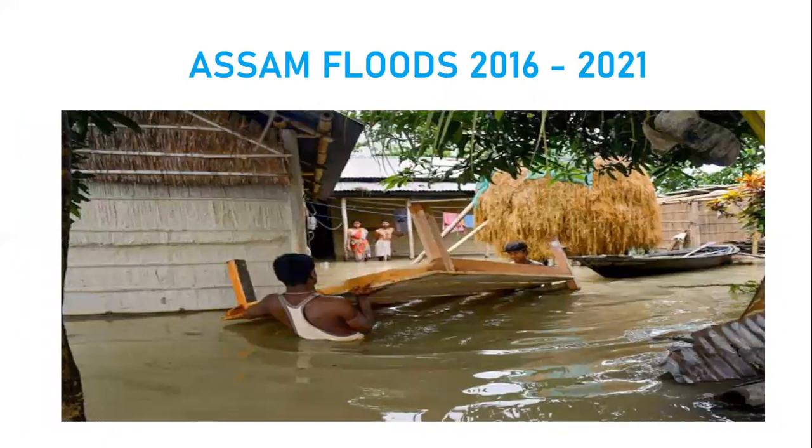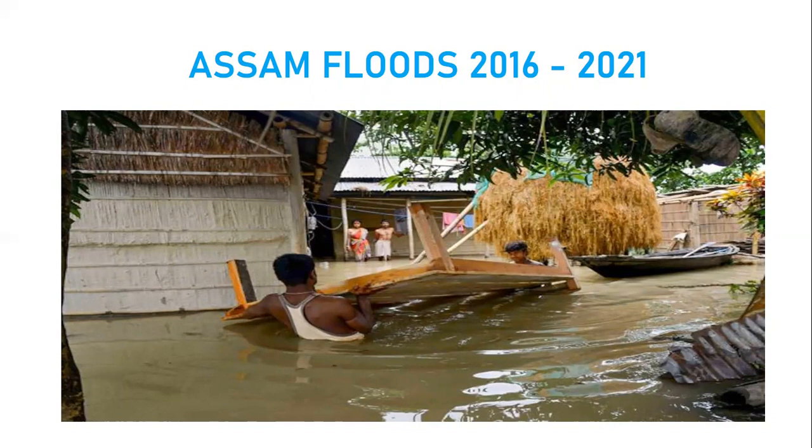Assam floods 2016 to 2021. More than 600 people died in the last 7 years due to floods in Assam. In 2016 alone, 18 lakh people were affected. And Kaziranga National Park was affected too in these floods, resulting in the death of rhinos. Assam has been facing floods since 2016 till 2021. Every year there are floods.